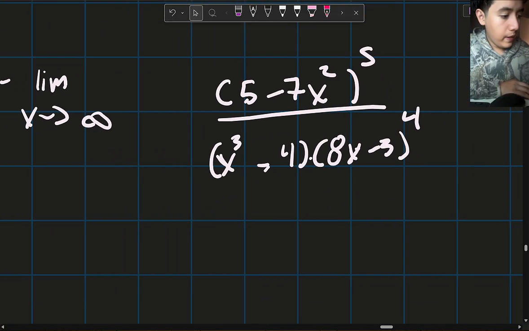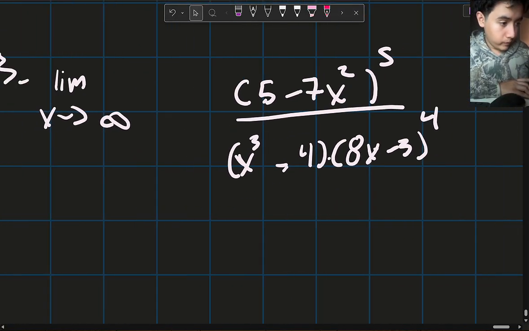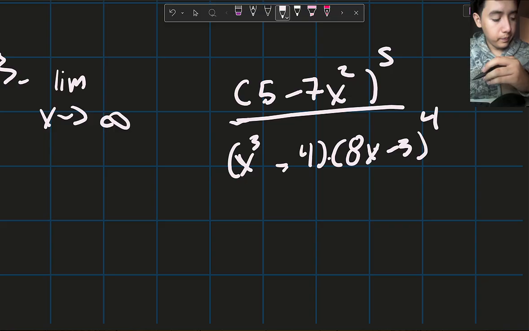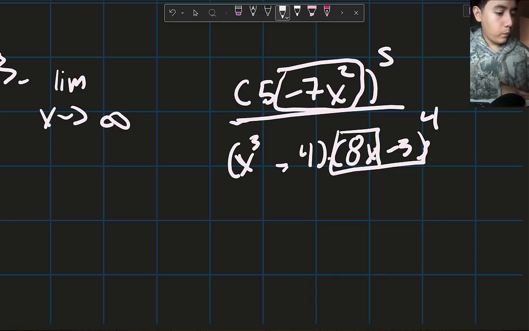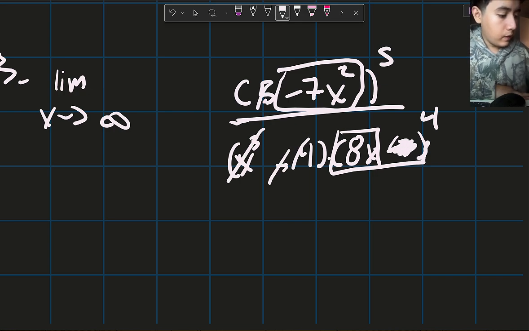Okay, now we have this. When we have this, like a lot of polynomials, we can choose our highest degree from our numerators and denominators. That will help us understand if it's going to be a positive infinity, negative infinity, or just a singular point. Okay, so from here I see that this right here is going to be my highest degree, and this right here is also going to be my highest degree.